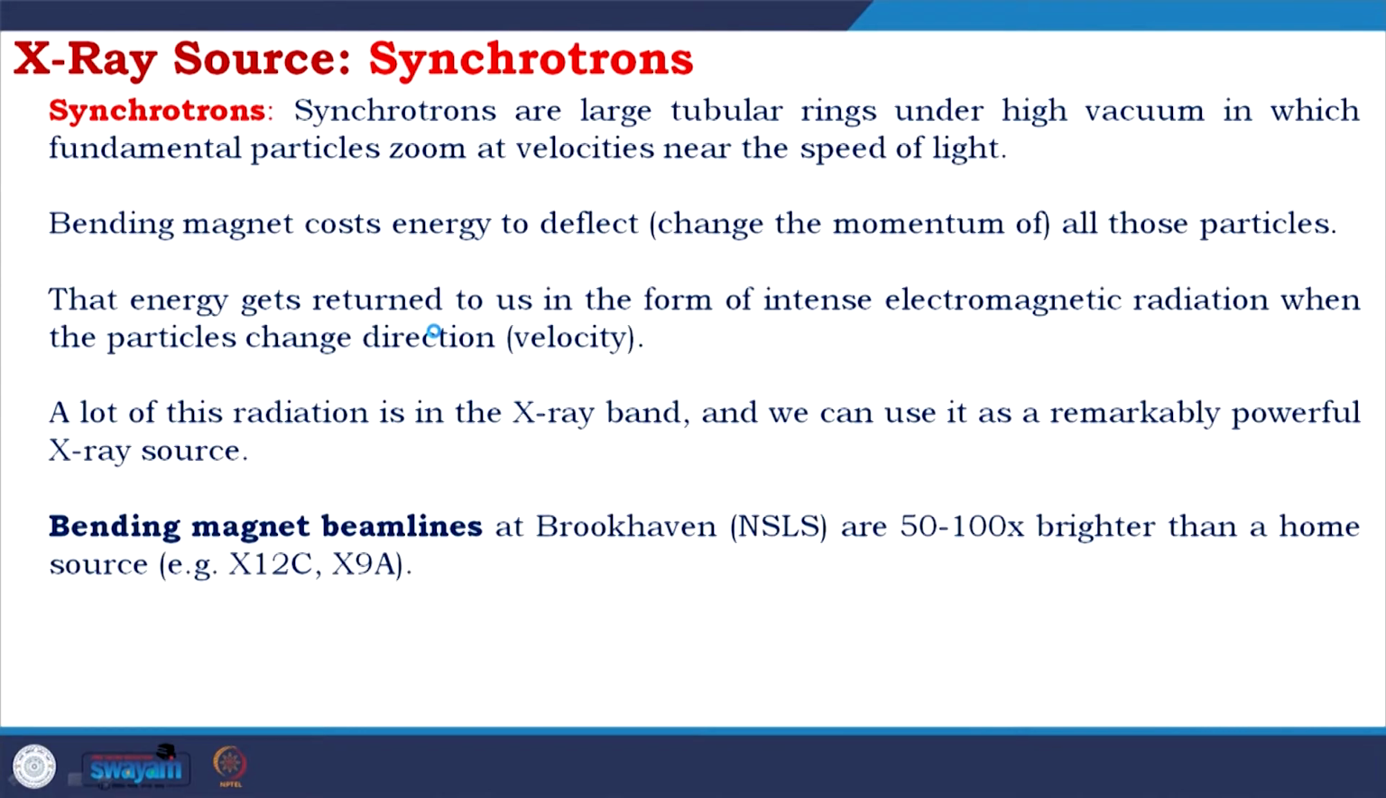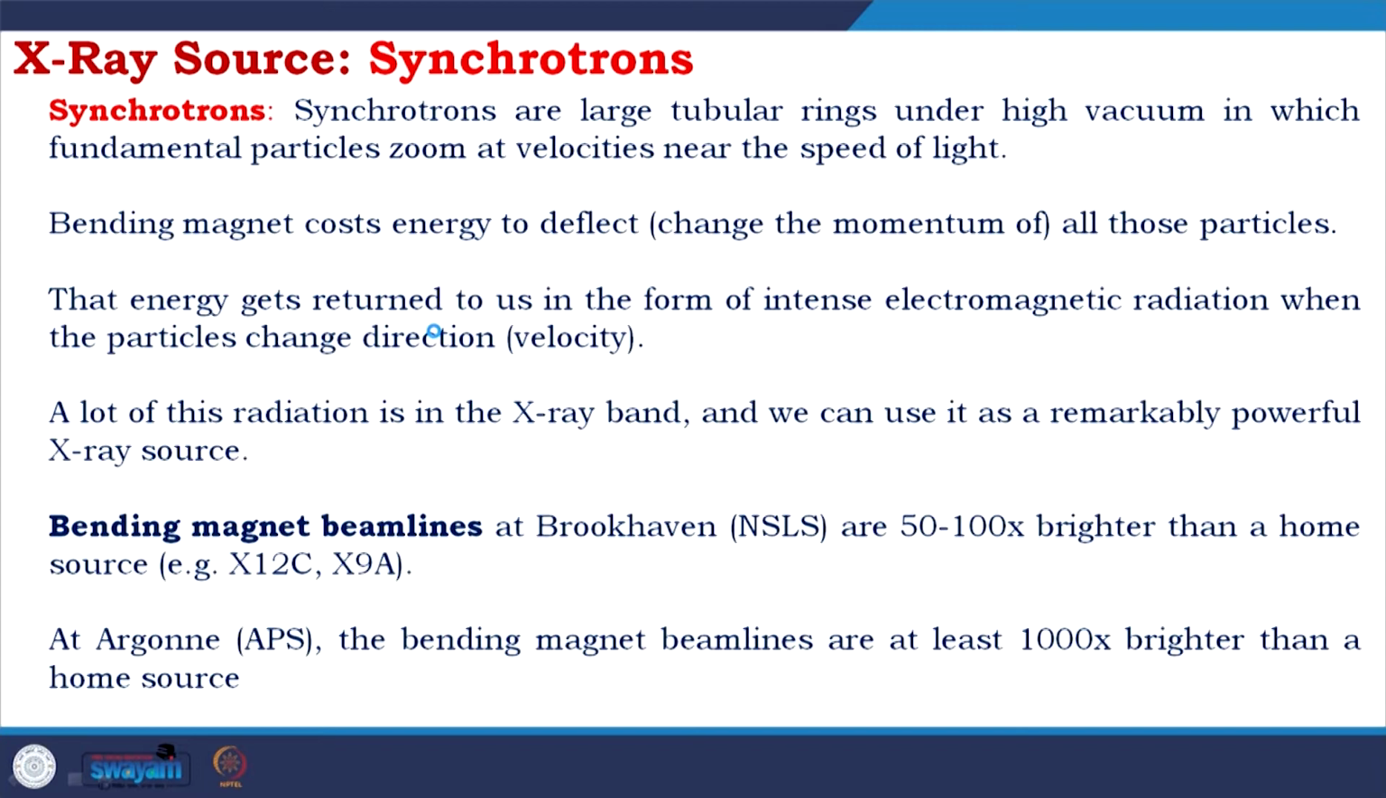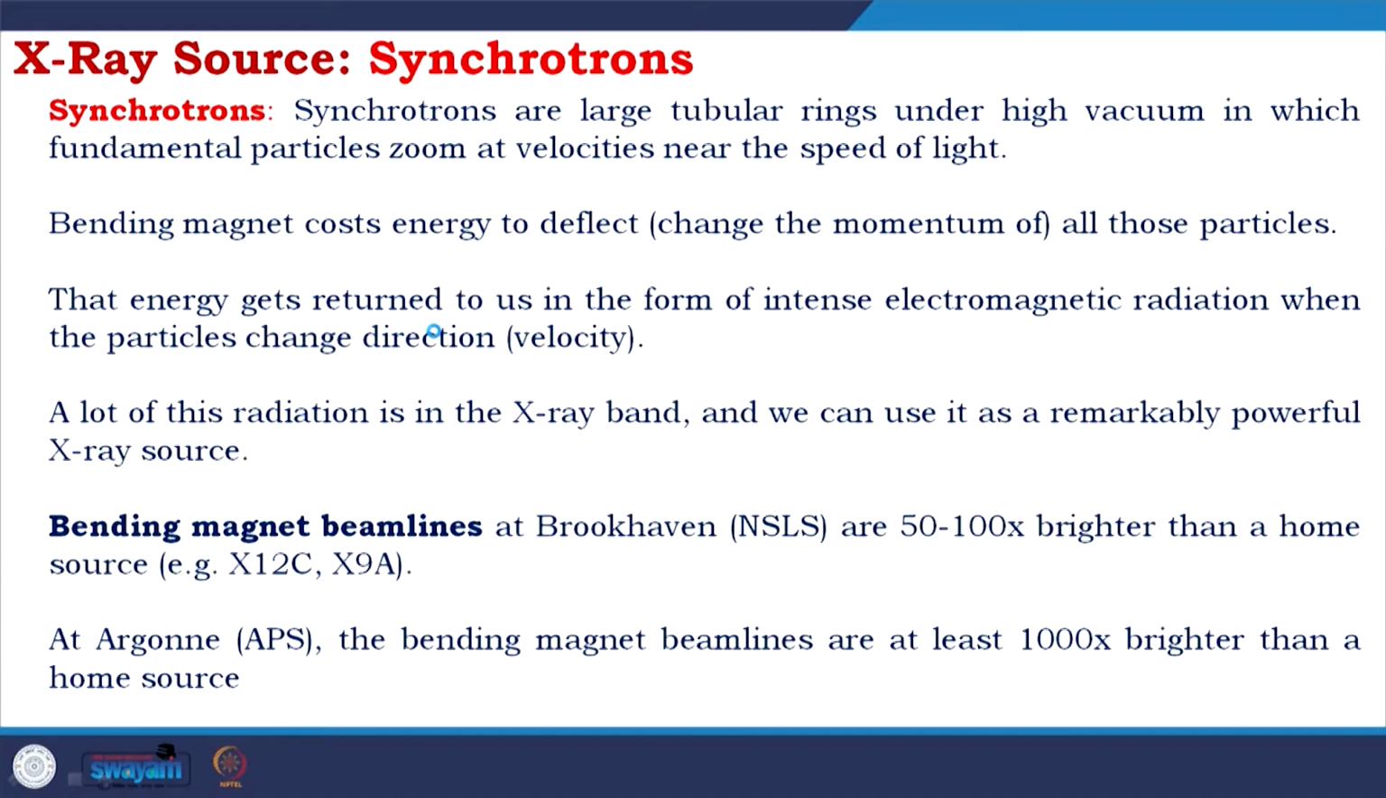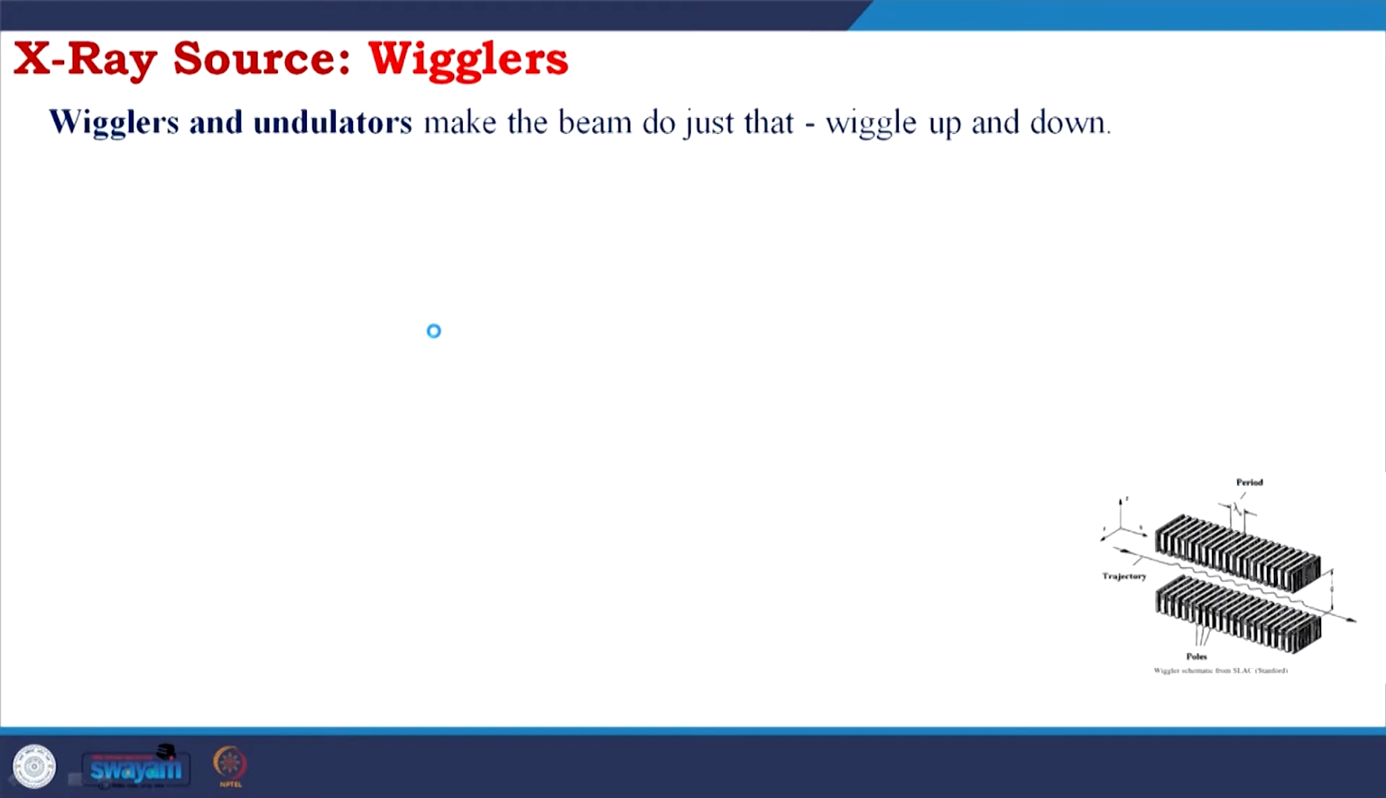So, bending magnet beam lines in Brookhaven, which is Brookhaven National Laboratory BNL, the facility called NSLS, are 50 to 100x brighter than the home source. At Argonne, where fortunately I spent 6 years while doing my PhD, the bending magnet beams are at least 1000x brighter than a home source. But this is great, but this is even better with the use of wigglers and undulators.